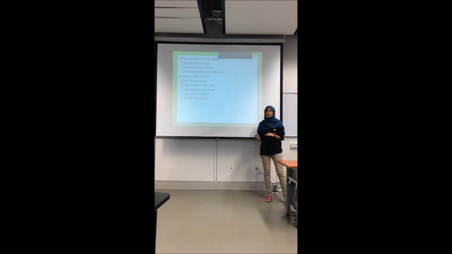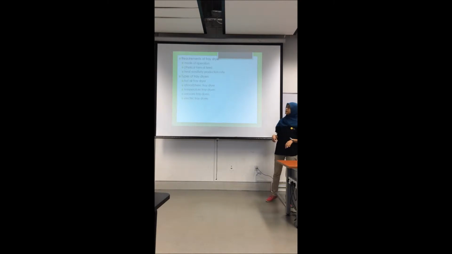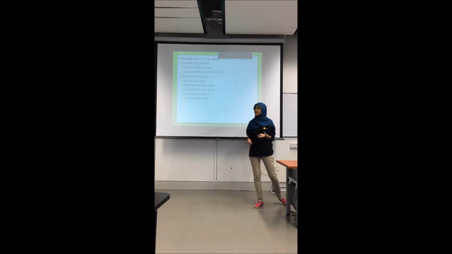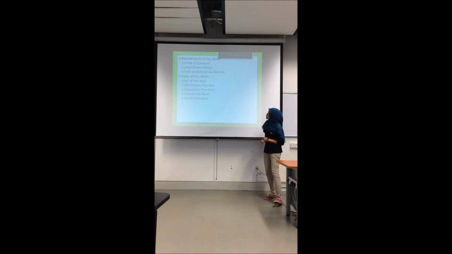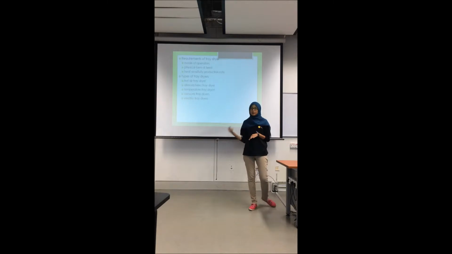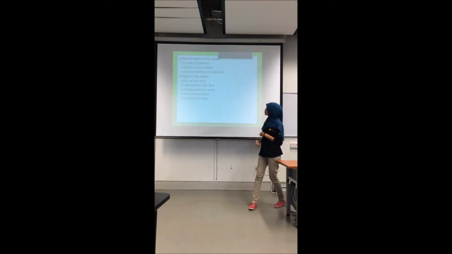The requirements of tray dryer that are needed by the food manufacturers are the mode of operation, physical form of feed, heat sensitivity, production rate. So these properties have to be considered when they need to buy the tray dryer.